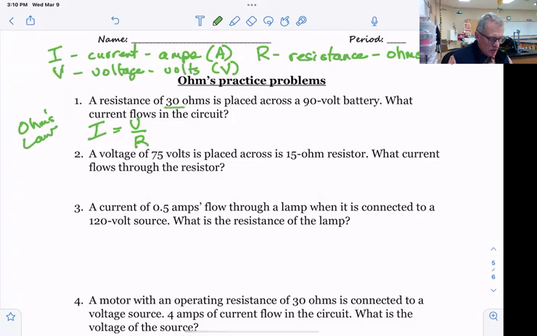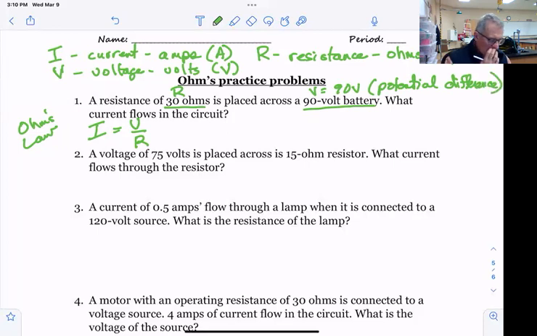So here's the problem. A resistance of 30 ohms, so this is R, is placed across a 90-volt battery. That means your voltage is 90 volts. This is also called your potential difference. The battery creates that. So what current flows in this circuit? I equals V over R. V is equal to 90 volts divided by 30 ohms. So the current is 3 amps. It's pretty easy, right?